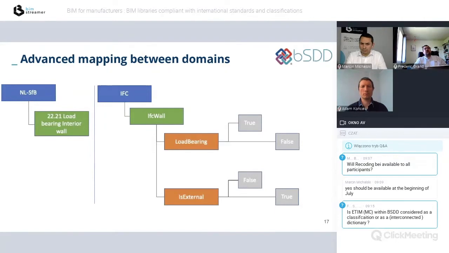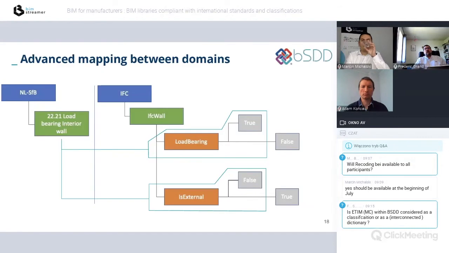On the left-hand side, I have a Dutch classification, which is called NL-SfB. And in this Dutch classification, I have a code 22.21, which is load-bearing interior wall. Until now, it was just impossible to automatically say in a BIM tool that this classification code can be attached to an IfcWall, because that's not the truth. An IfcWall is not the same as a load-bearing interior wall. So what bSDD will provide you is the ability to say, okay, my code 22.21 load-bearing interior wall has two properties, which are the IFC properties. So I'm connecting my classification code to IFC properties, but I'm doing more than that.